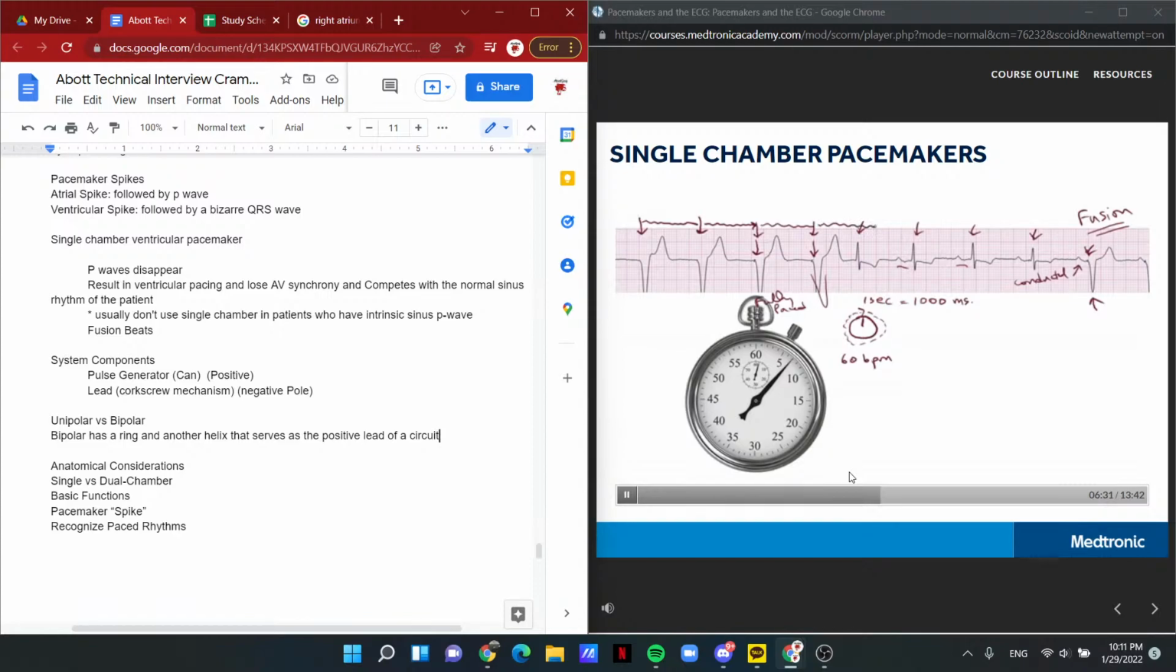Here, the clock would run until here, but this intrinsic beat occurred before the clock ran out. When an intrinsic beat is seen by the pacemaker circuits, the output of the pacemaker is inhibited, so there's no pacemaker spike, and this sensed event starts the clock again. In this case, there are 3 additional beats that occur before the next pacing spike.